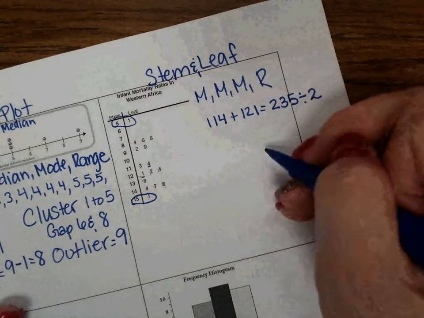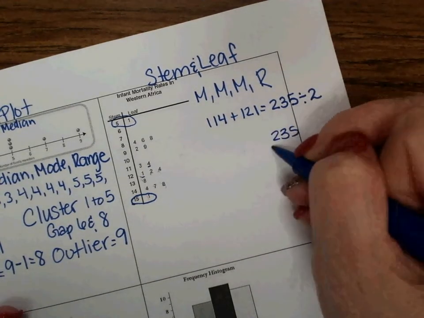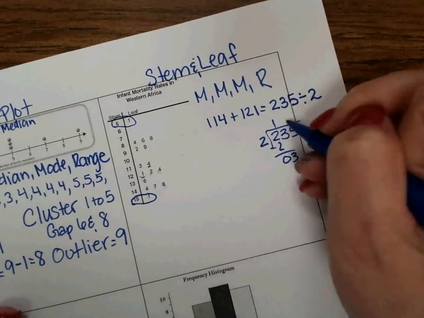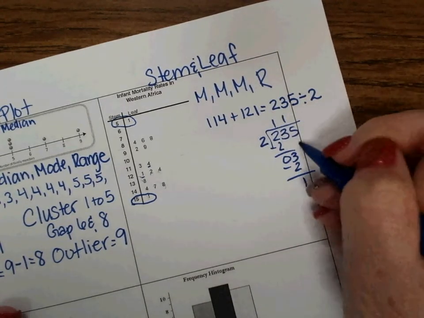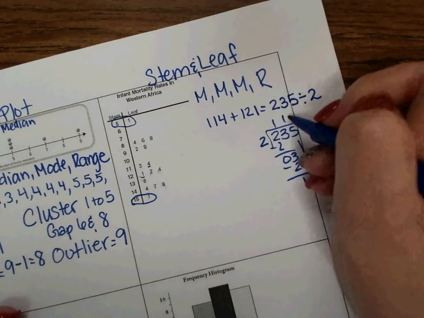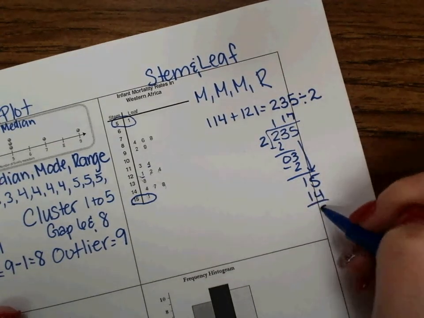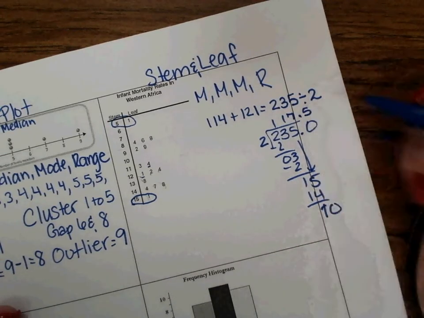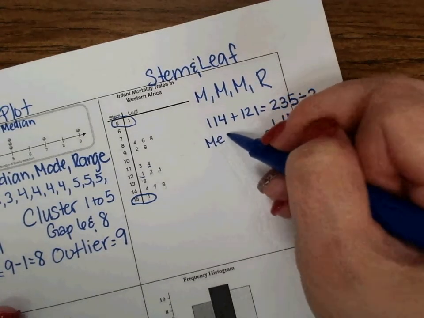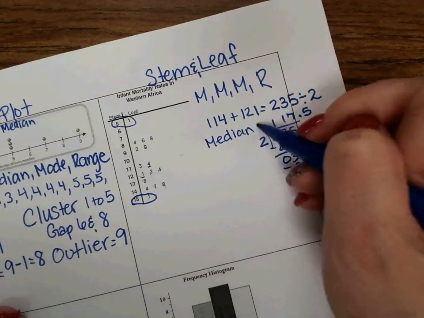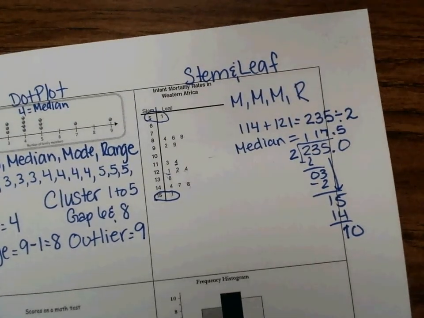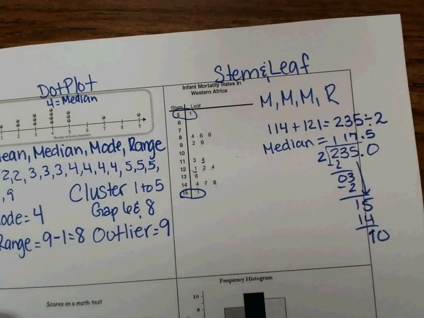If I did that, I have 1, another 1, a 7, decimal point, and a 5. So my median is 117.5. The median is harder to find on stem and leaf plots than on dot plots because we have to be careful which directions we go.